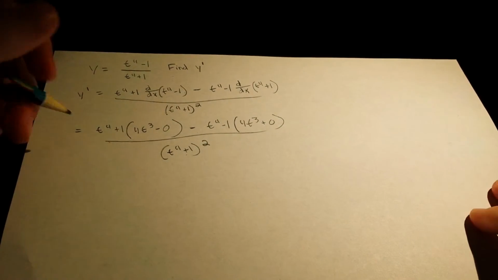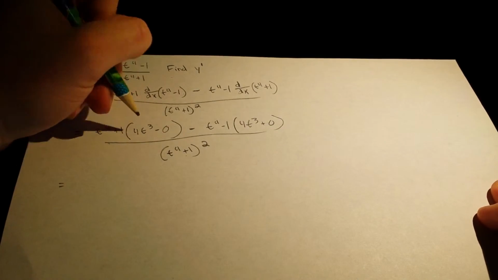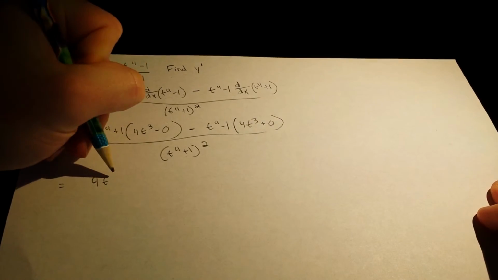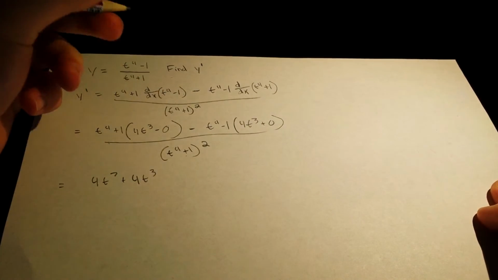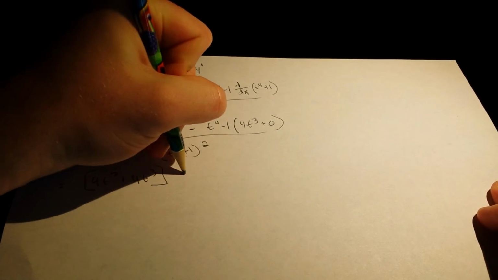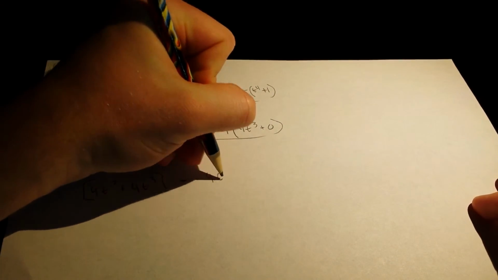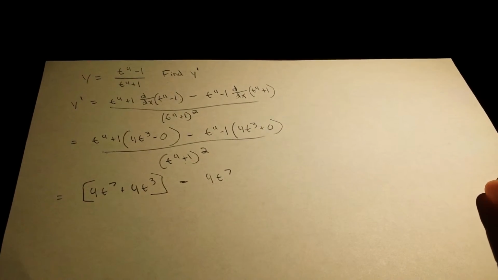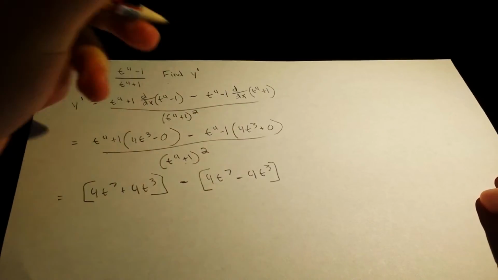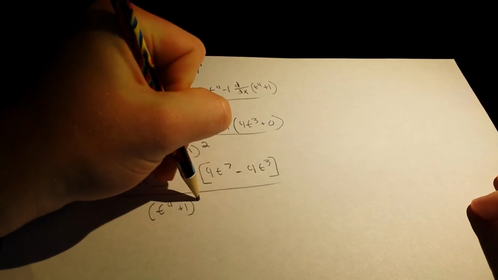Now then we can just do some simplifying here and multiplying out. So t to the fourth times 4t to the third will just be 4t to the seventh, and then 1 times 4t to the third will just be plus 4t to the third, minus, we have t to the fourth times 4t to the third, which will give you 4t to the seventh, and then negative 1 multiplied by 4t to the third will just be minus 4t to the third, in brackets, and then divided by t to the fourth plus 1 squared.